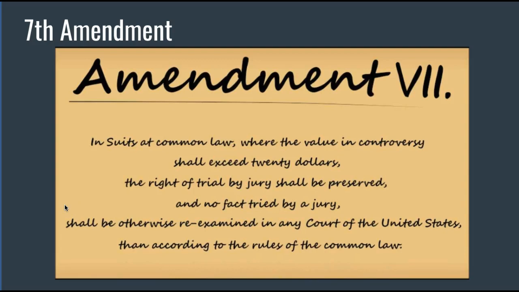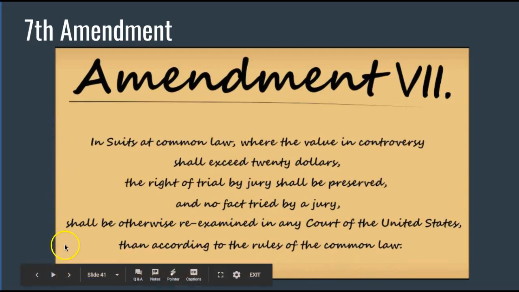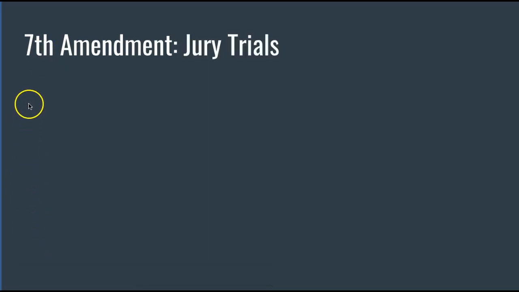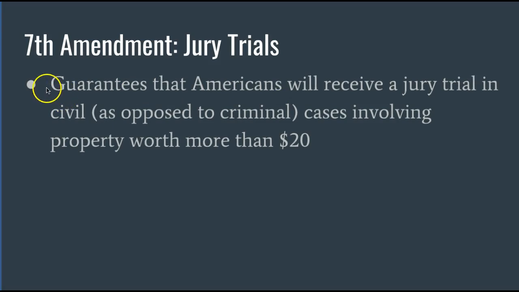So let's get into what these words actually mean. What is the 7th Amendment all about? Well, to sum it up, the 7th Amendment is about jury trials. All right, let's delve into the details. The 7th Amendment guarantees that Americans will receive a jury trial in civil, as opposed to criminal cases, involving property worth more than $20.